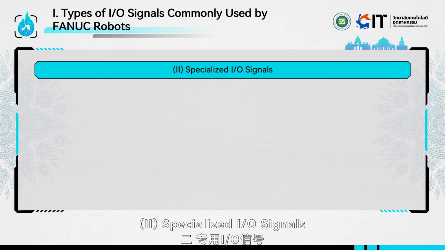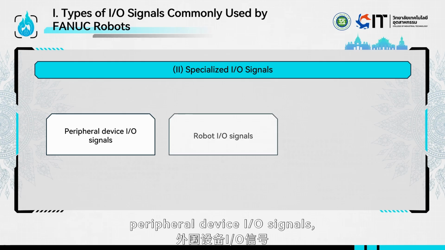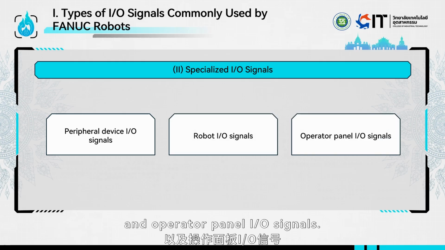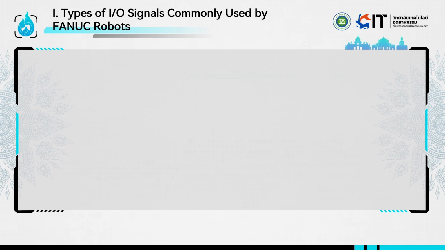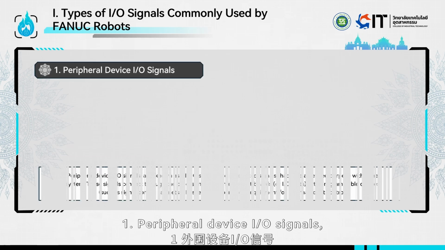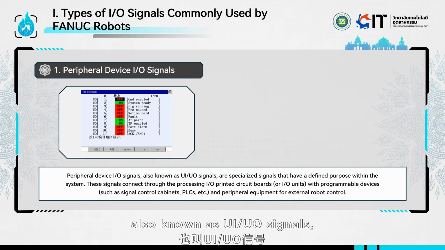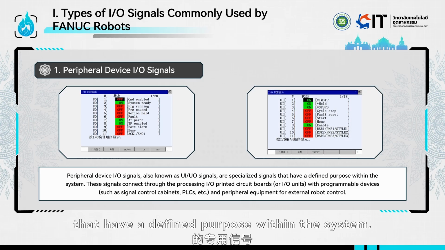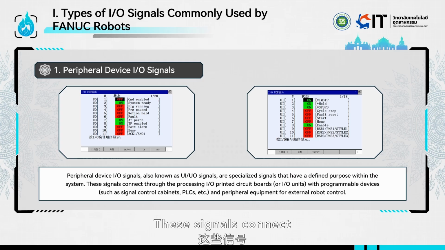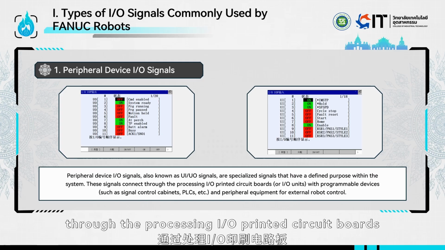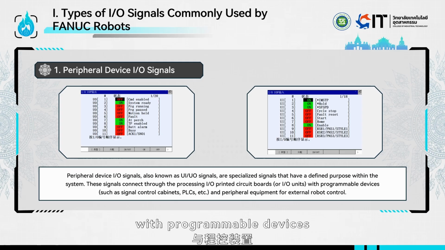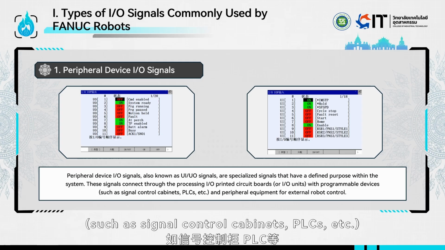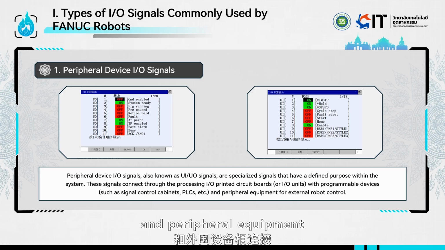2. Specialized I/O signals. Specialized I/O signals include peripheral device I/O signals, robot I/O signals, and operator panel I/O signals. 1. Peripheral device I/O signals, also known as UI/UO signals, are specialized signals that have a defined purpose within the system. These signals connect through the processing I/O printed circuit boards, or I/O units, with programmable devices, such as PLCs, and peripheral equipment for external robot control.